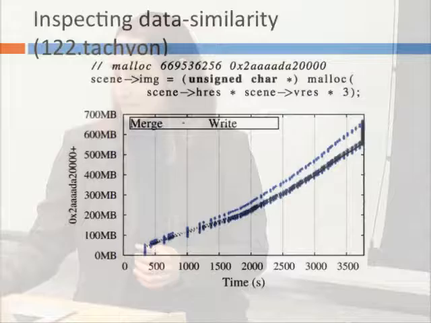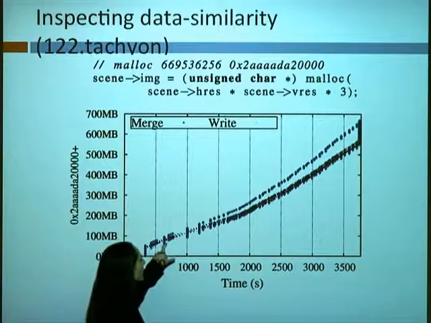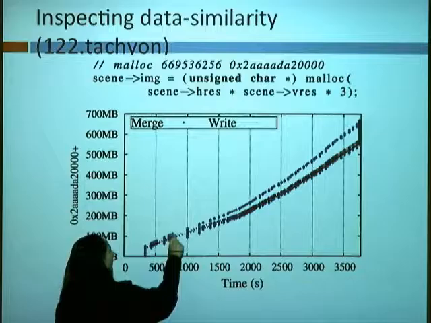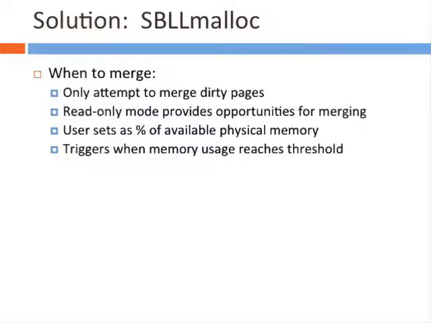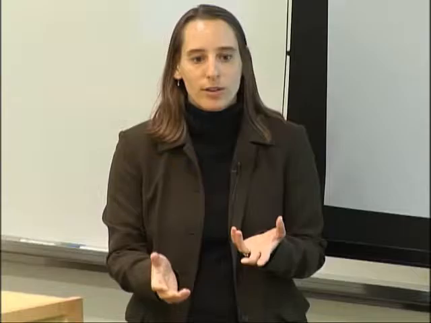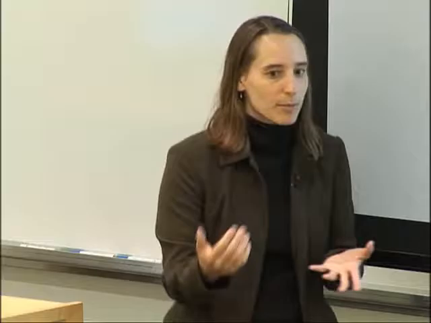Okay, so this shows another application, and again, it's going through a lot of writes, going through the whole data structure, merging and unmerging. We had several applications, and so what we did was make an allocator, and we only attempted to merge dirty pages, because if it's clean, it's been checked before, and it hasn't changed, so it's either merged or unmerged, but we shouldn't touch it. So we only attempt to merge dirty pages. And then we have a read-only mode so that we can trigger ourselves more often than just allocation. So sometimes when you touch a page, it triggers us to check for merge opportunities. The user sets the trigger point to be a percentage of available memory.